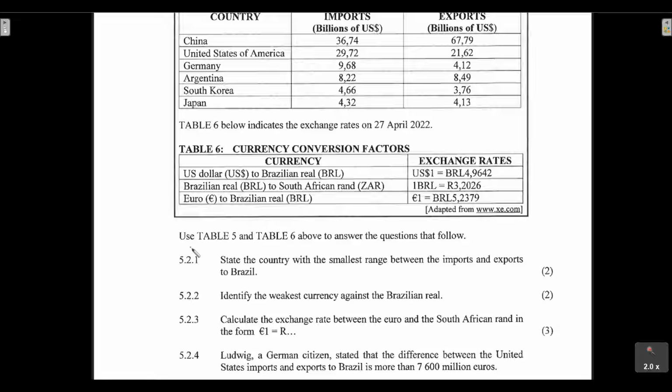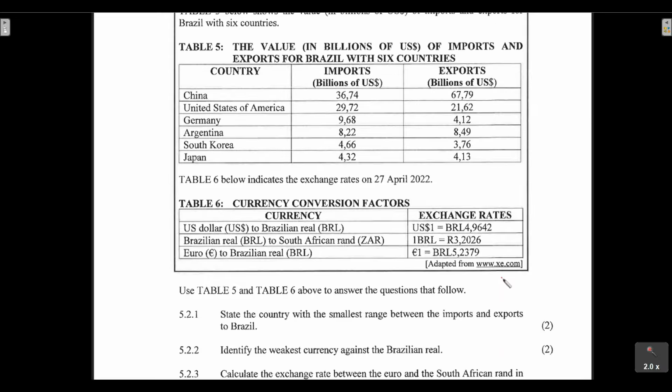Let's have a look at the questions. It says use table 5 and table 6 above to answer the questions that follow. Question 5.2.1 says state the country with the smallest range between the imports and the exports to Brazil.